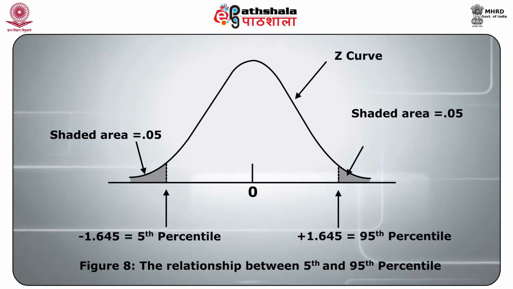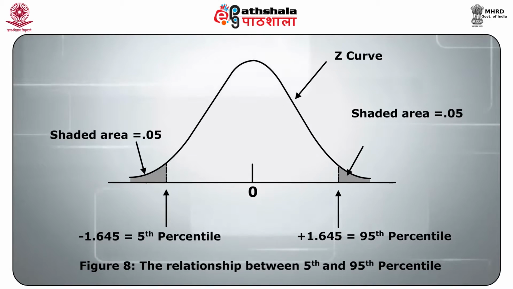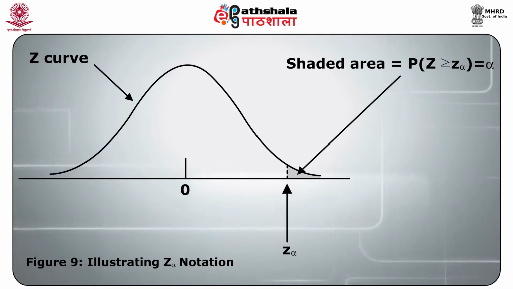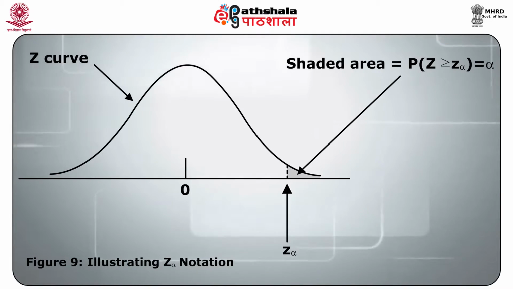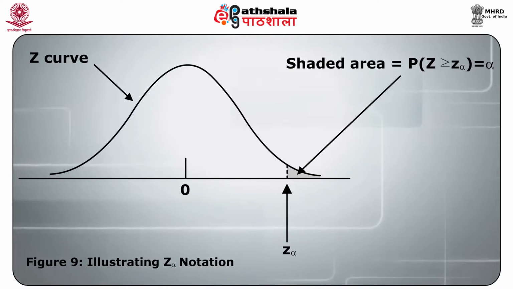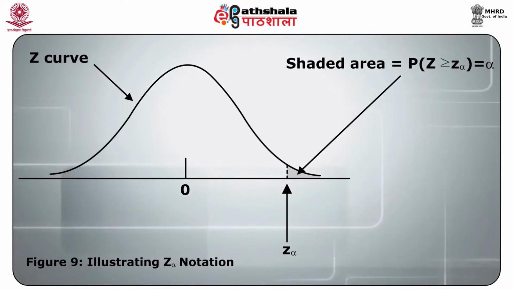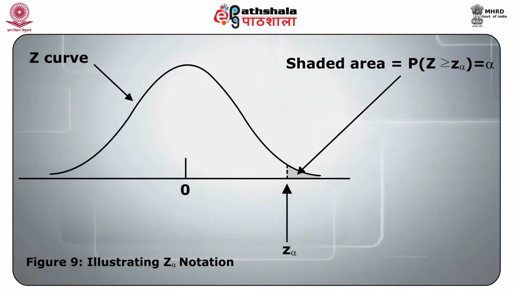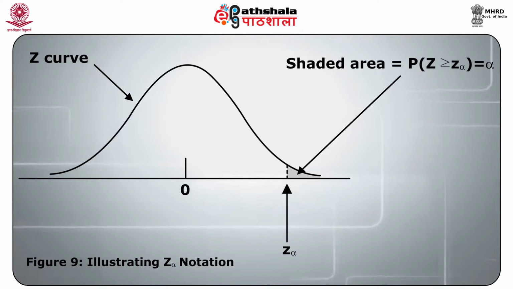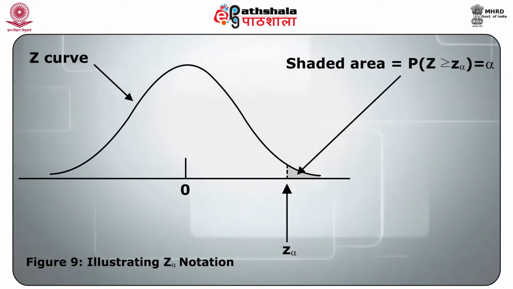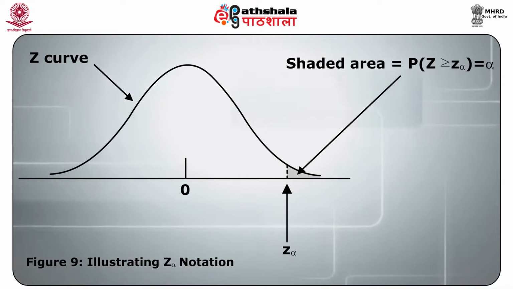By symmetry, minus 1.645 gives the 5th percentile. In inferential statistics, it is common to use z values that capture a specified area under the standard normal curve on either side of its tails. For example, Z10 denotes the value on the horizontal axis to the right of which 10% of the area lies. In general, we can say Z alpha denotes a particular value of Z that captures 100 alpha % of area under the Z curve to its right. For this, we can see figure 9.